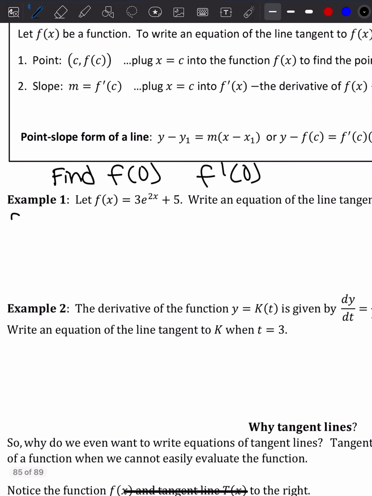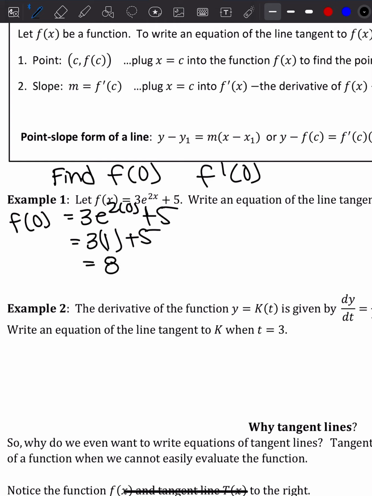So if we start with f of 0, 3e to the 2 times 0 plus 5. 2 times 0 is 0. E to the 0 power is 1, plus 5. So we have 3 plus 5 to give us 8. So what I know is our coordinate point is 0, 8. Now we need to figure out our slope.